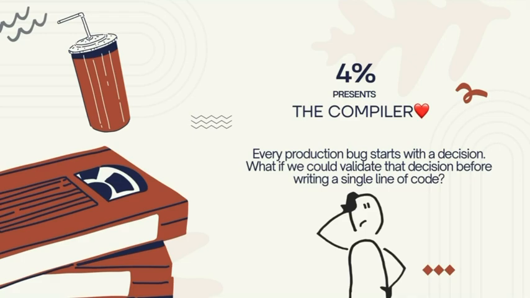Like a code editor has an inbuilt compiler which validates your code before deployment, here we are to validate your decision with an AI-powered decision review assistant that validates every important decision against your organization's existing knowledge before a single line of code is written.